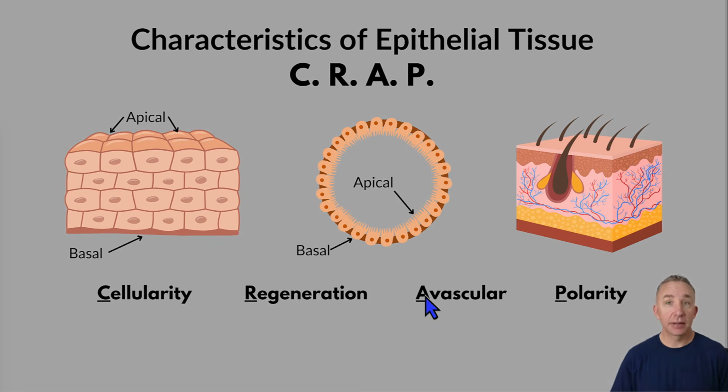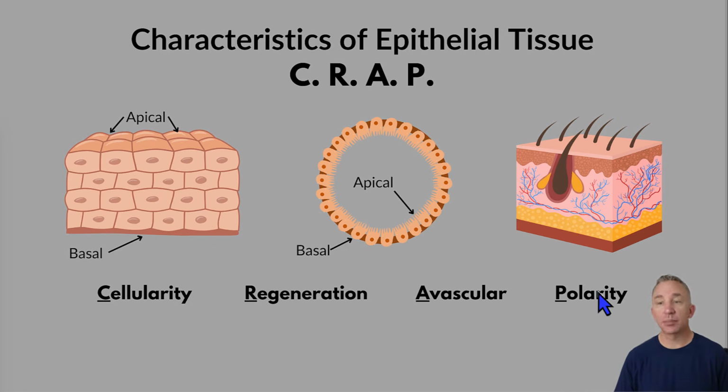Avascular: A meaning without, vascular meaning vessels. So they don't have a direct blood supply. When I look at the picture here, the skin, this is the epidermis. Below it is connective tissue, and this is the dermis. When I look at the dermis, I can see those blood vessels. This is the blood supply for that epithelial tissue on the top. So I don't have a direct blood supply in the epithelial tissue. It's supported by the underlying connective tissue.